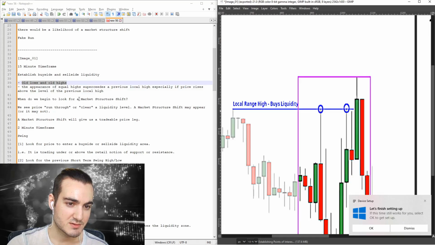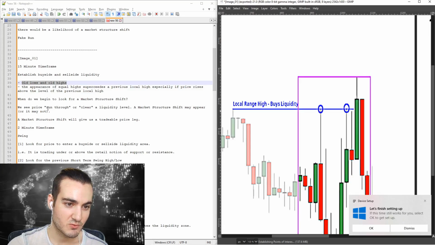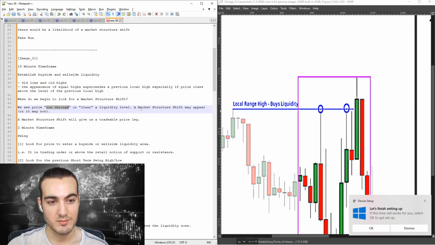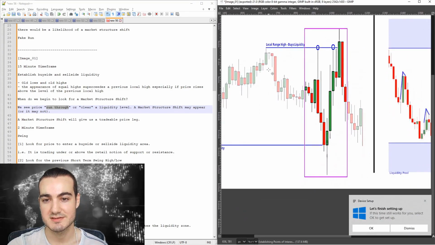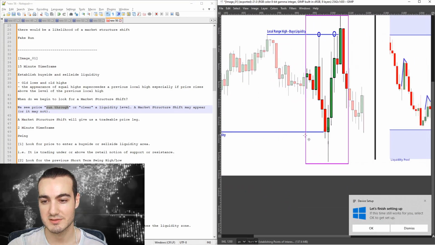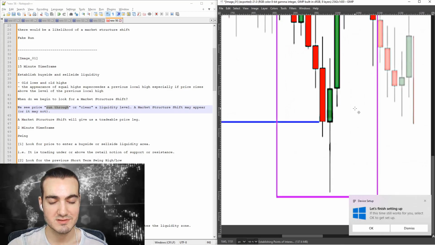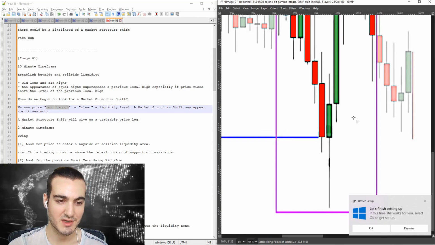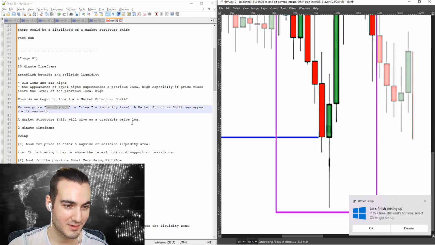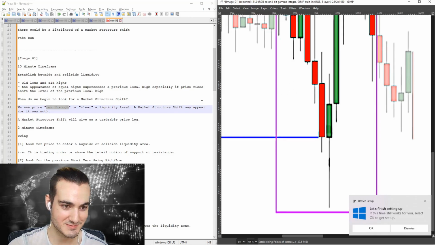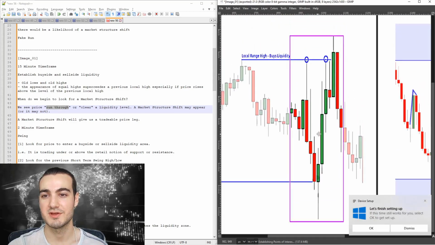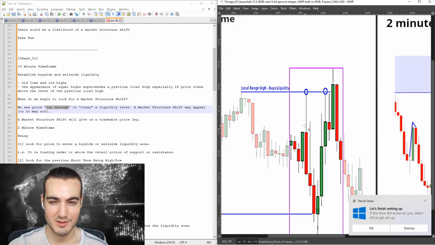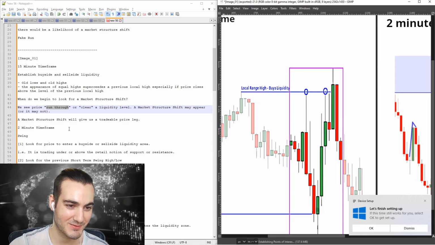Okay, when do we begin to look for market structure shift? We see price run through, clear or breach a liquidity level. A market structure shift may appear or it may not. So when we see price running down through this local range low, that gives us our cue that a market structure shift is possible. So we kind of perk up our ears. The chart has our full attention. But then we run up and breach this other liquidity level, the local range high. Now we're really looking, now we're really eager to go.